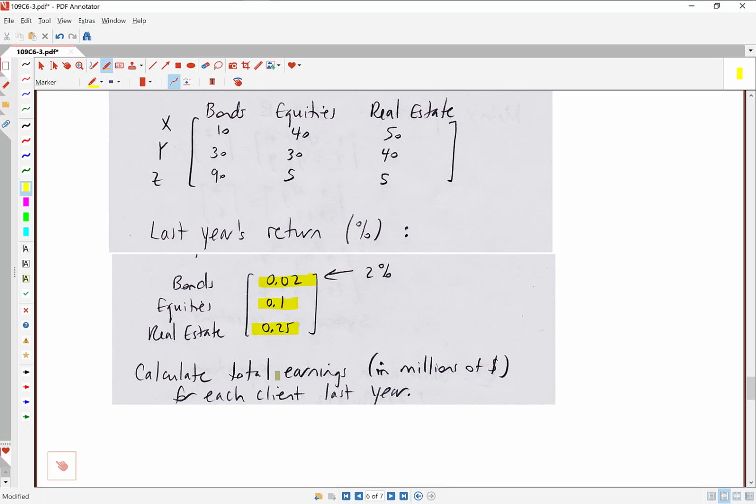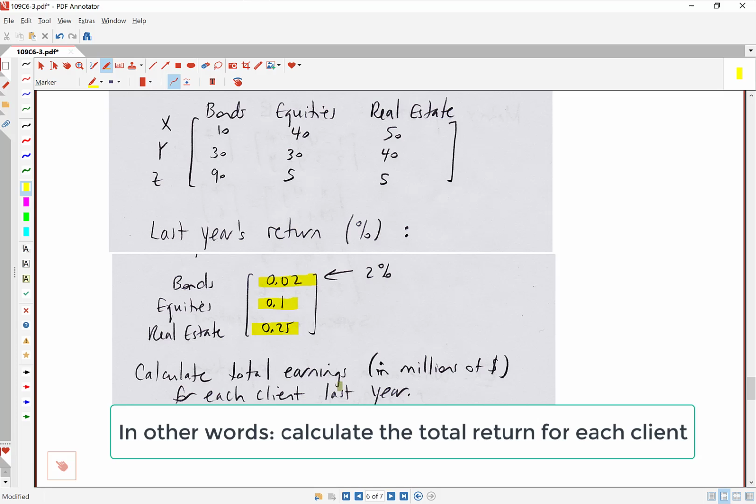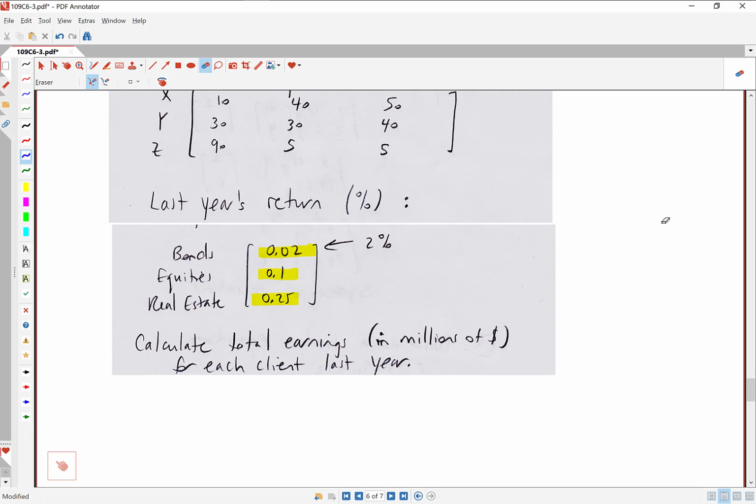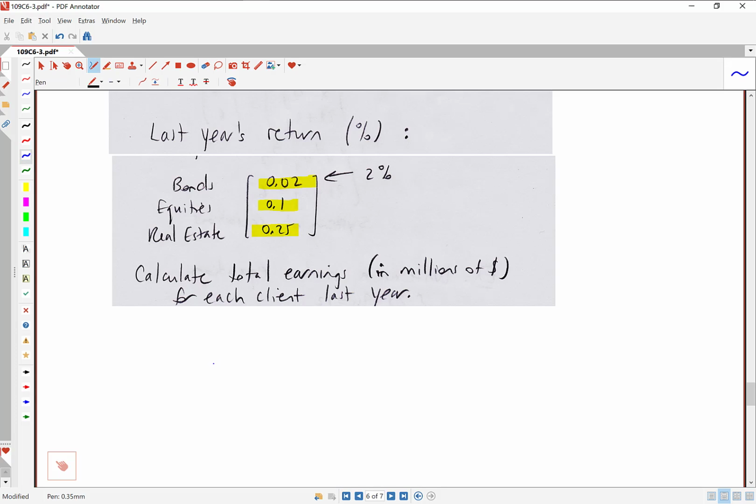So our goal is to calculate the total earnings in millions of dollars for each client last year. Well, first observation is that there must be a multiplication involved. So let's write down our 2 matrices side by side here. So we've got our different clients here, X, Y, Z. We've got our different asset classes, so bonds, equities, and real estate. And then we've got a second matrix that tells us the return for those 3 asset classes, so the bonds, equities, and real estate. Okay, so here are our returns, 0.02, 0.1, 0.25, and then we'll fill in the numbers for the assets as well.